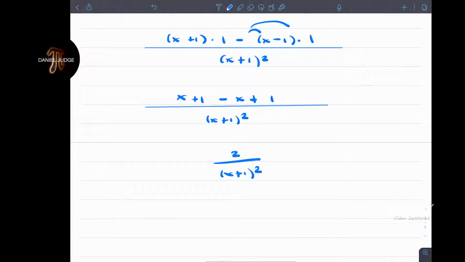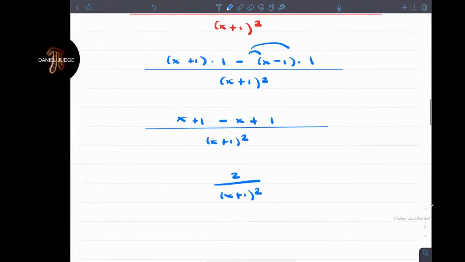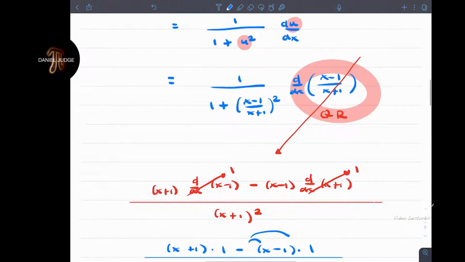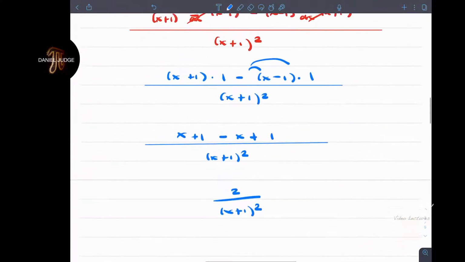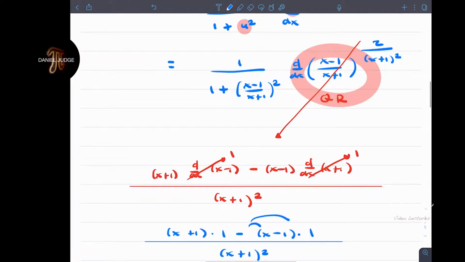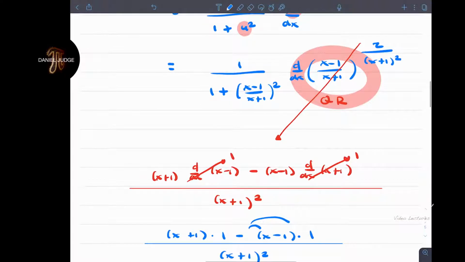So we're going to double check to see if we did everything okay. So this is going to be this portion here. 2 over x plus 1 squared, I believe. Yes. Now, all together here, we're going to have another part that we're going to have to do some algebra for. 2 over x plus 1 squared.